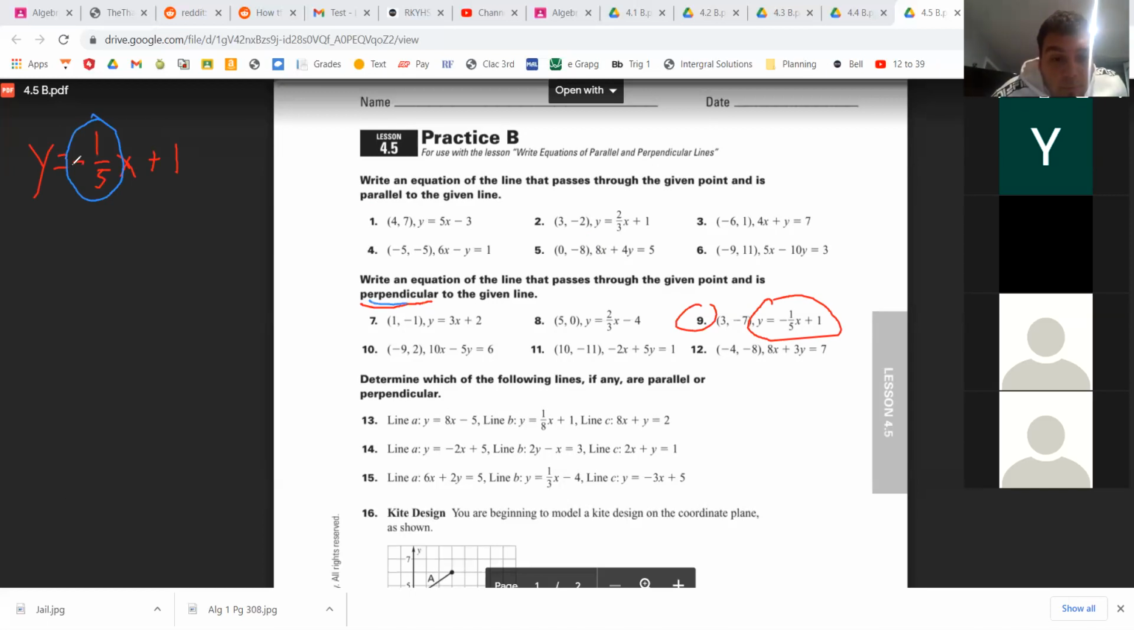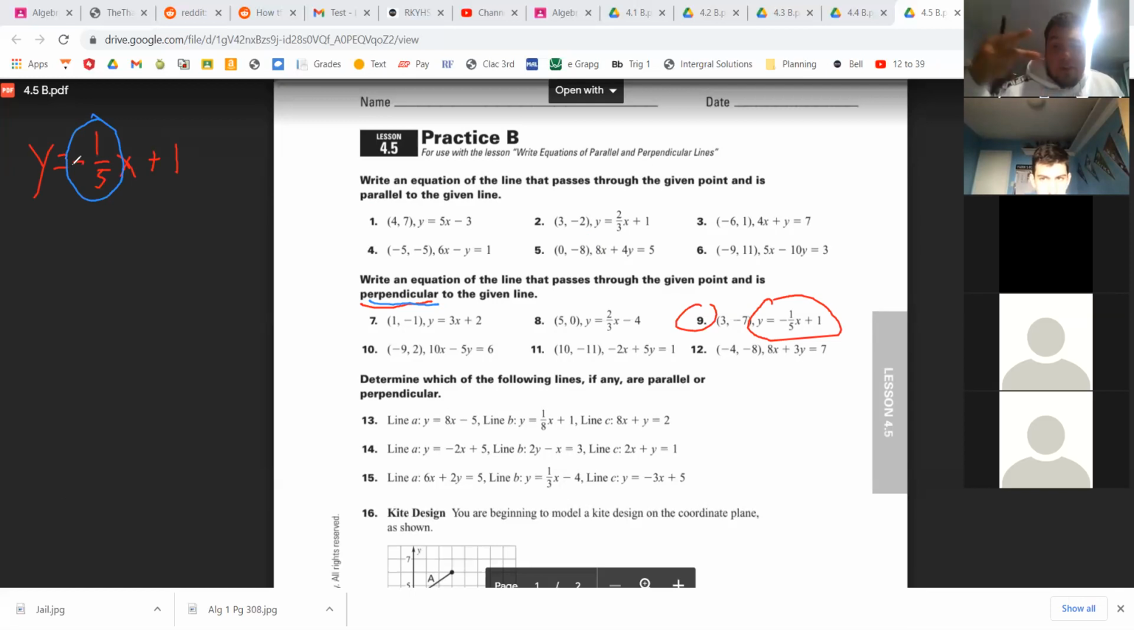But because of this word perpendicular, you need to do two things: reciprocal and switch the sign. Do not forget that. You need to reciprocate it and switch the sign. So instead of being 1/5, it's going to be 5/1. Instead of being negative, it's going to be positive. So your new slope is 5. You have to flip and switch. Flip and switch. Now I got the slope.